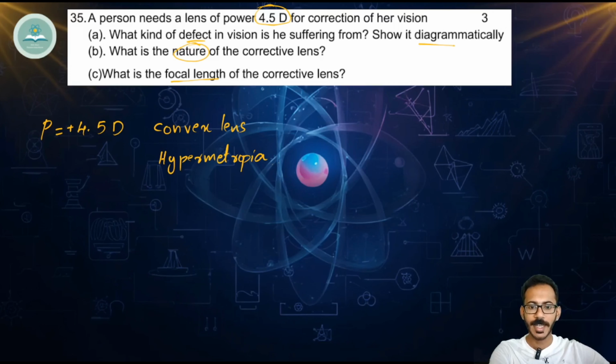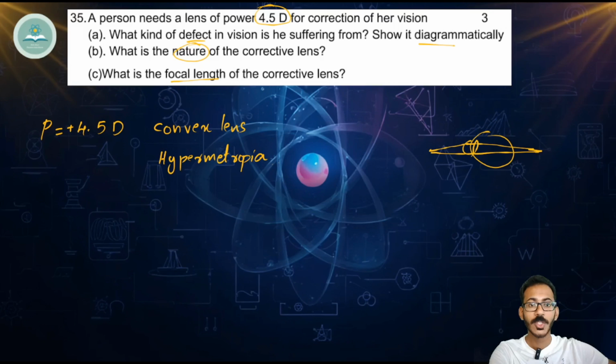Then show it diagrammatically. If it is hypermetropia, the person will be able to see the faraway things clearly, but he won't be able to see the nearby things. So if this is the eye of the person, and this is the near point, then when the light ray is coming from the near point, already one convex lens is there inside. So it will go and fall behind the retina of the eye. It will cross the retina and go outside. So the person will not be able to see. So this is the defect of the person.